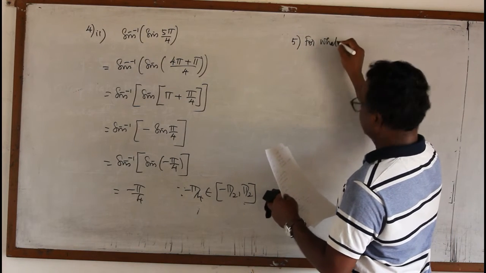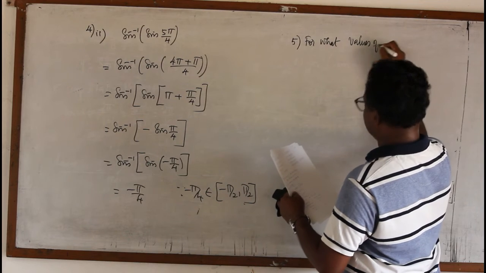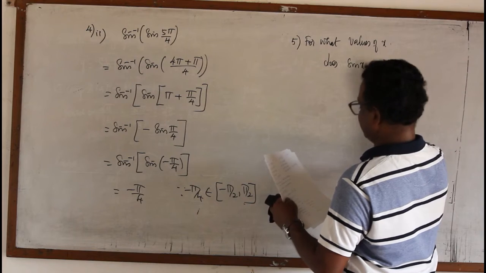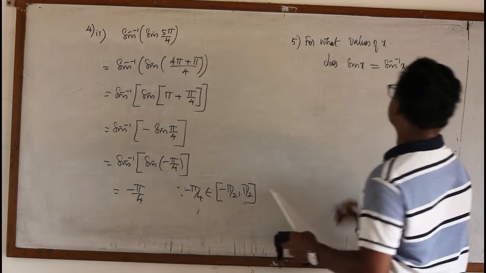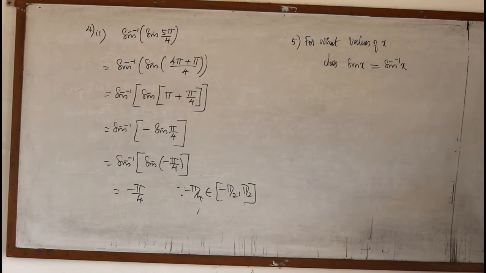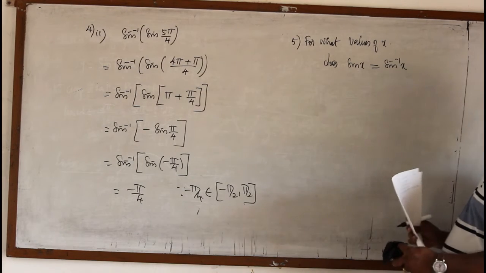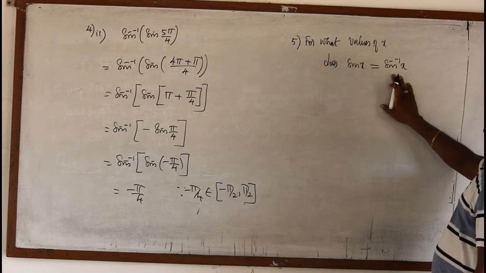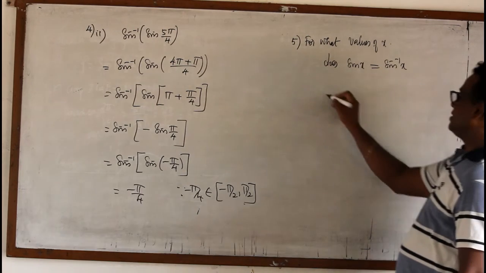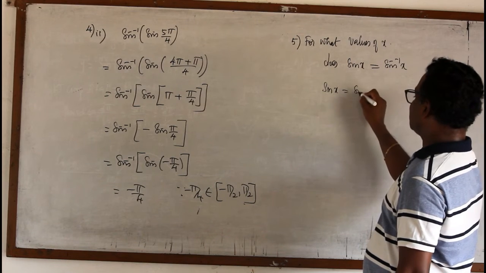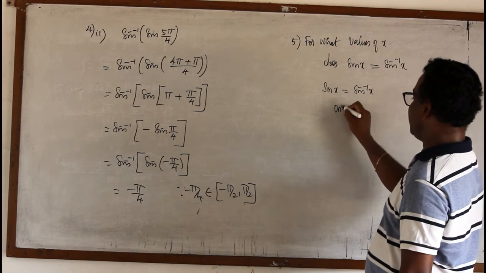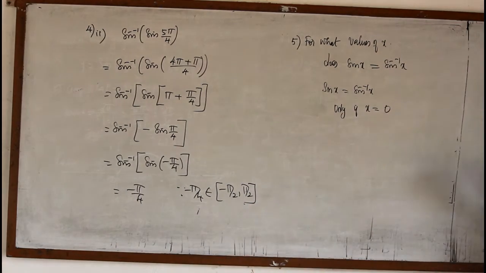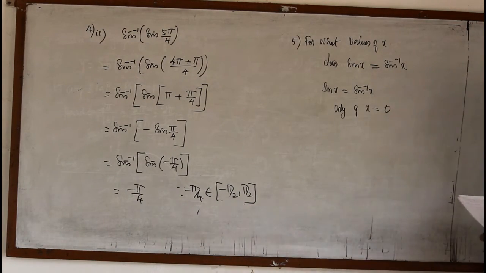For what values of x... only at 0. Therefore, when sin x is also 0, at that time sin inverse is also 0 when x is 0. That means sin x equals sin inverse of x only if x equals 0. Therefore, when x equals 0, sin x and sin inverse x are equal.